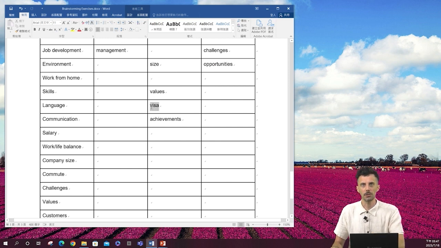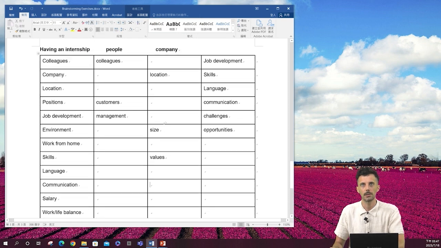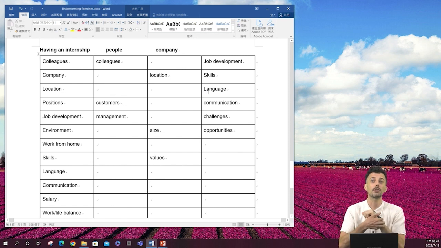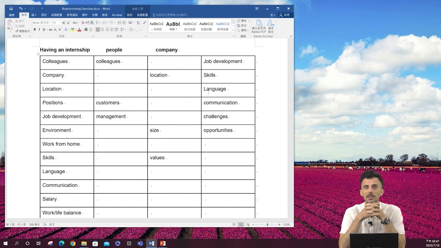Okay, and let's go to the third column. We have to find the main idea of the third column. Okay, what's the main idea of the third column? Can you think of any words that go together? Requirements, job development, skills, close, language, communication, challenges, opportunities. Maybe we should just go for job development. Job development? Or anyone else have any other ideas?